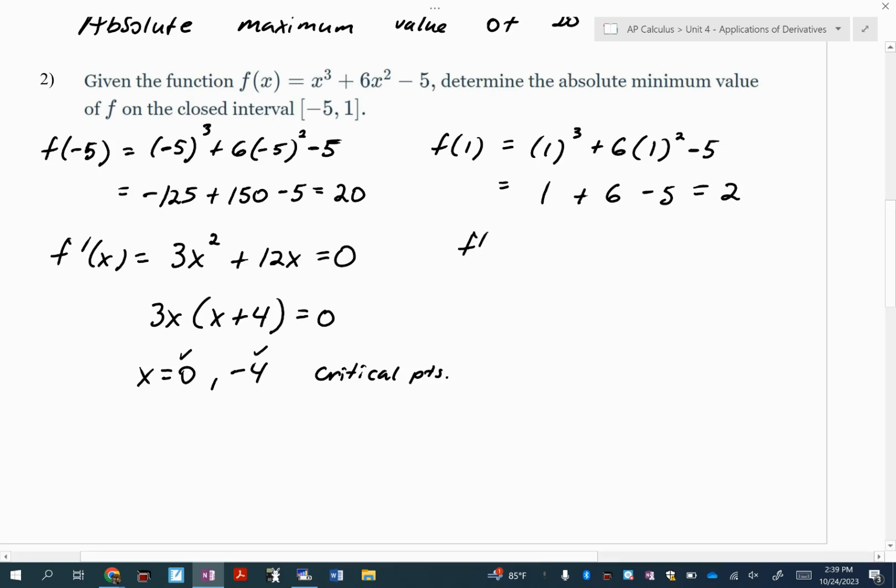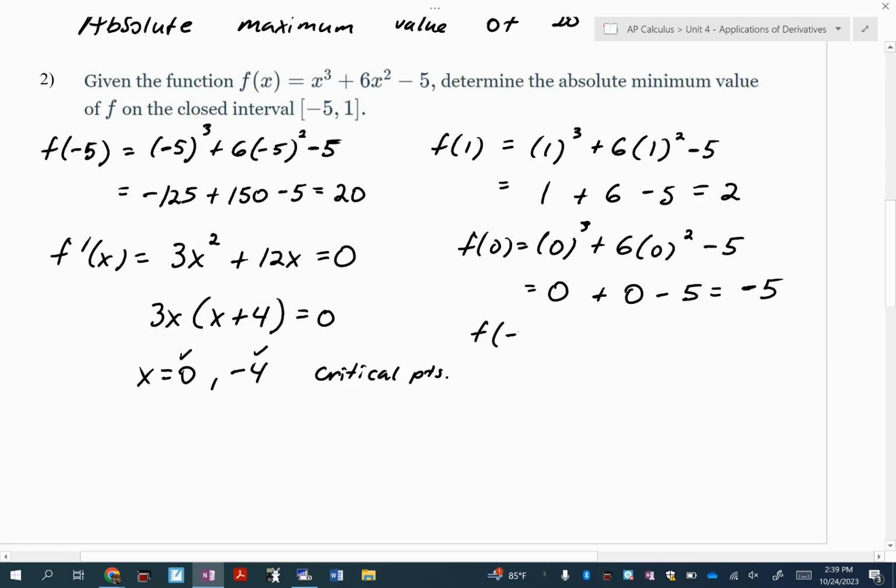So let's do f of 0. That one should hopefully be pretty quick. Well, it's not going to end up being just 0, right? Because it's 0 plus 0, but then we have that -5. So it's going to be -5.